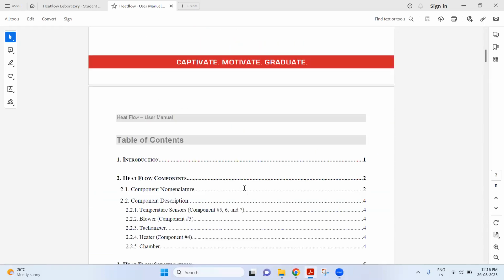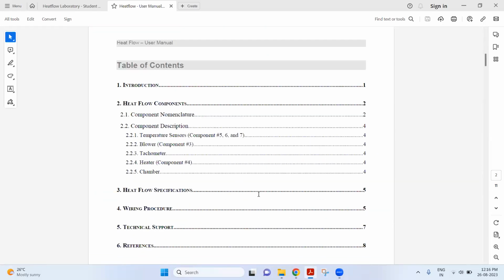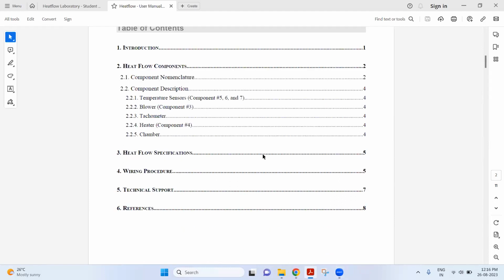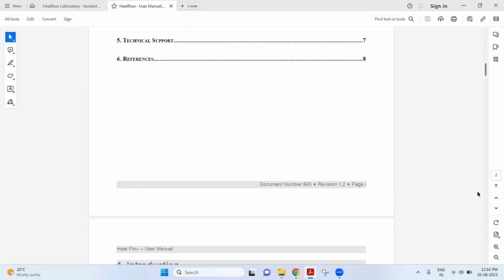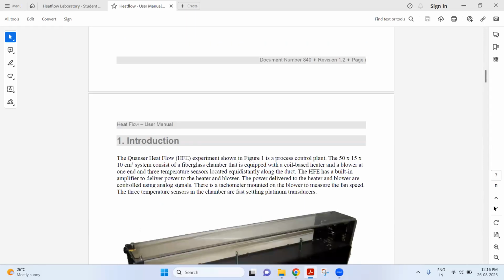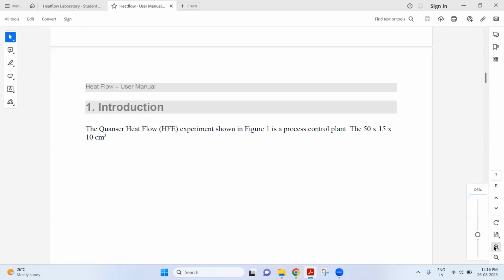So here I think we'll start. Okay, I'm audible, right? Yep, you are audible. I can hear you very clear. Now, the first thing. Now, this is the setup of the experiment. Okay, the heat flow experiment.